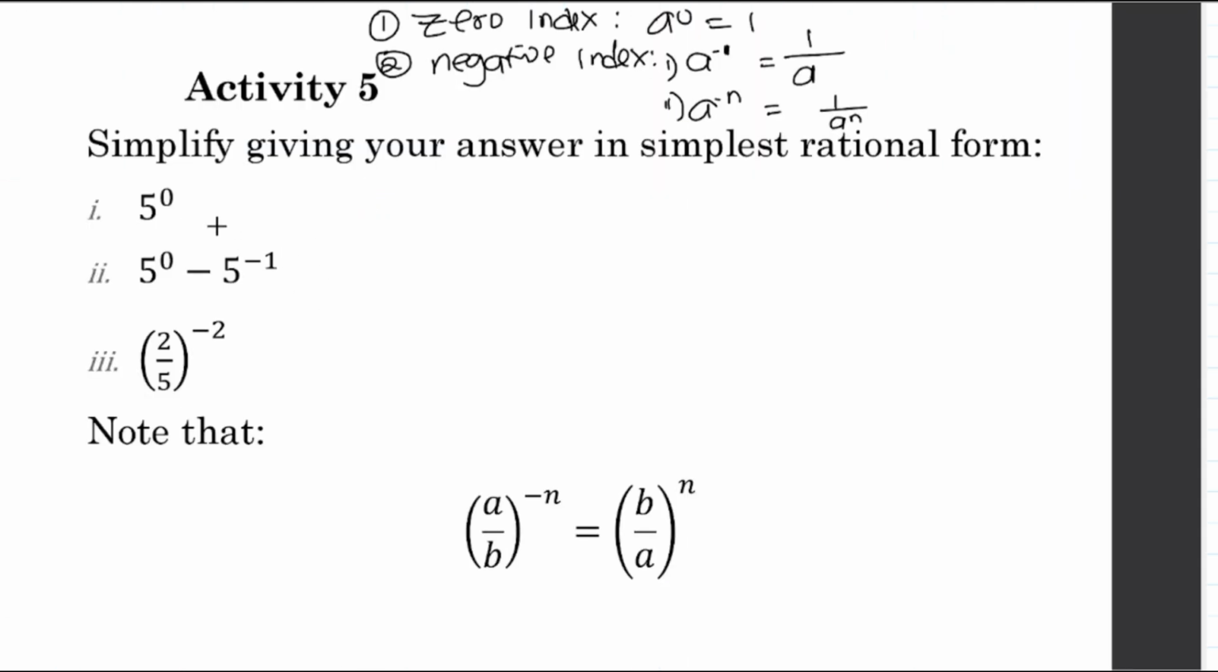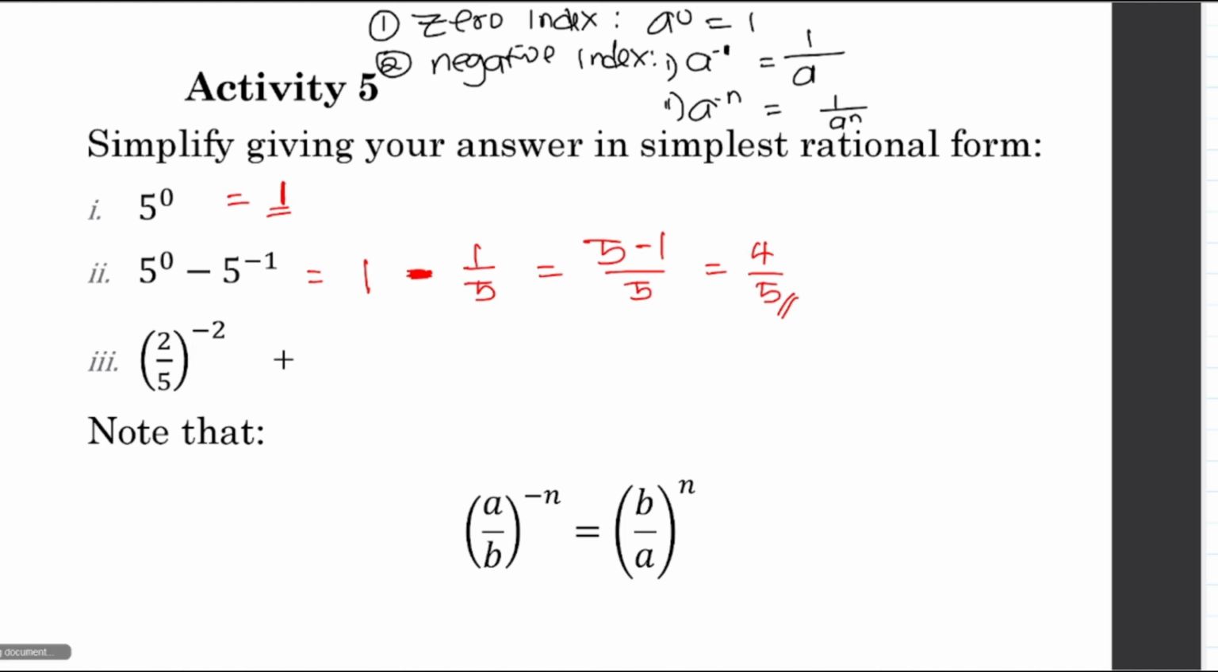Examples. Simplify the following, giving your answer in simplest rational form. For number one, 5 raised to power 0. Any number raised to power 0 is 1. So 5 raised to power 0 is 1. Number two, we have 5 raised to power 0 minus 5 raised to power minus 1. 5 raised to power 0 is 1. 5 raised to power minus 1 will be 1 over 5, right? And then if we simplify this, we have 5 minus 1 all over 5, which equals 4 over 5, okay?